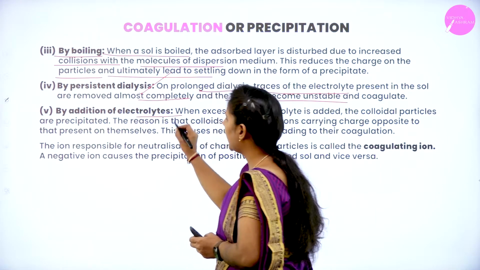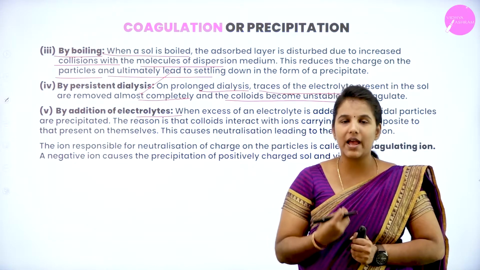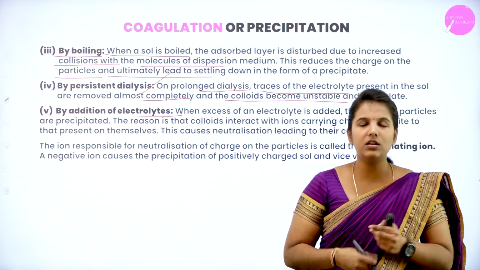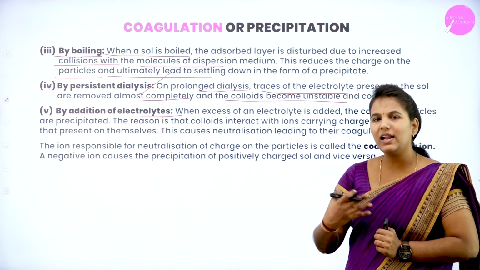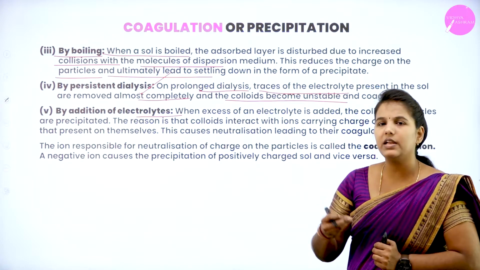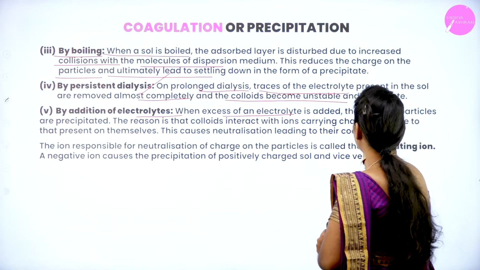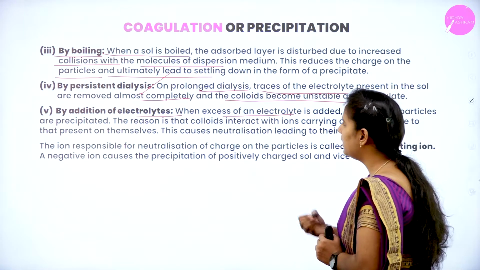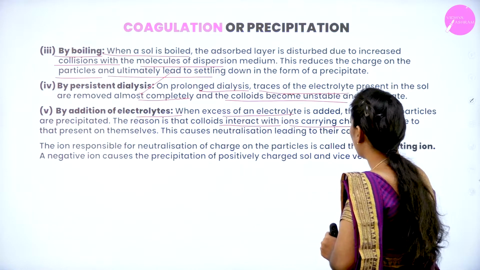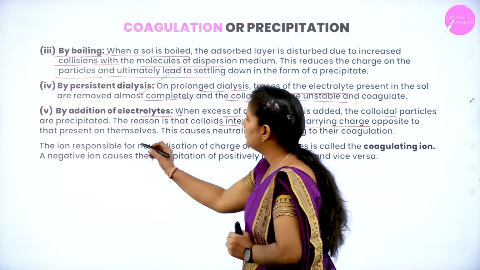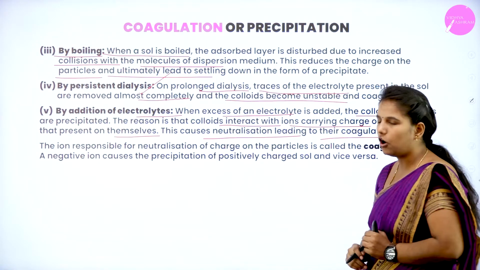And by adding the electrolyte, already we have understood that a small quantity of electrolyte added to the colloidal solution increases the precipitation formation. Is it right? Then when you add a large quantity of the electrolyte, how will it get neutralized? Let us see now. When excess of electrolyte is added, colloidal particles get precipitated. The reason is that colloids interact with the ions carrying the opposite charges to those present on themselves, and this causes a neutralization leading to coagulation.